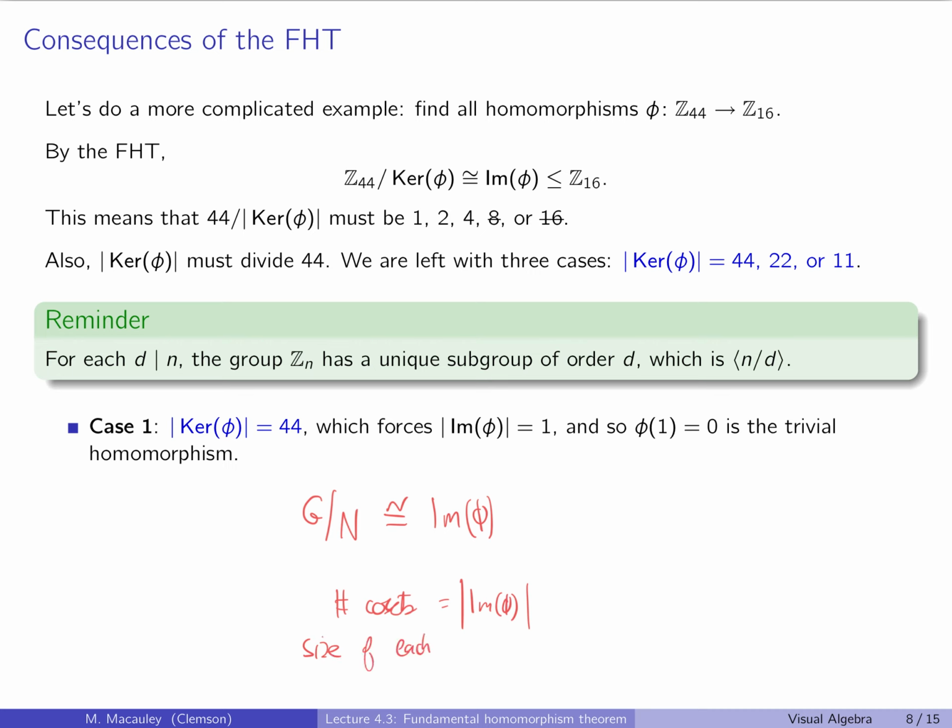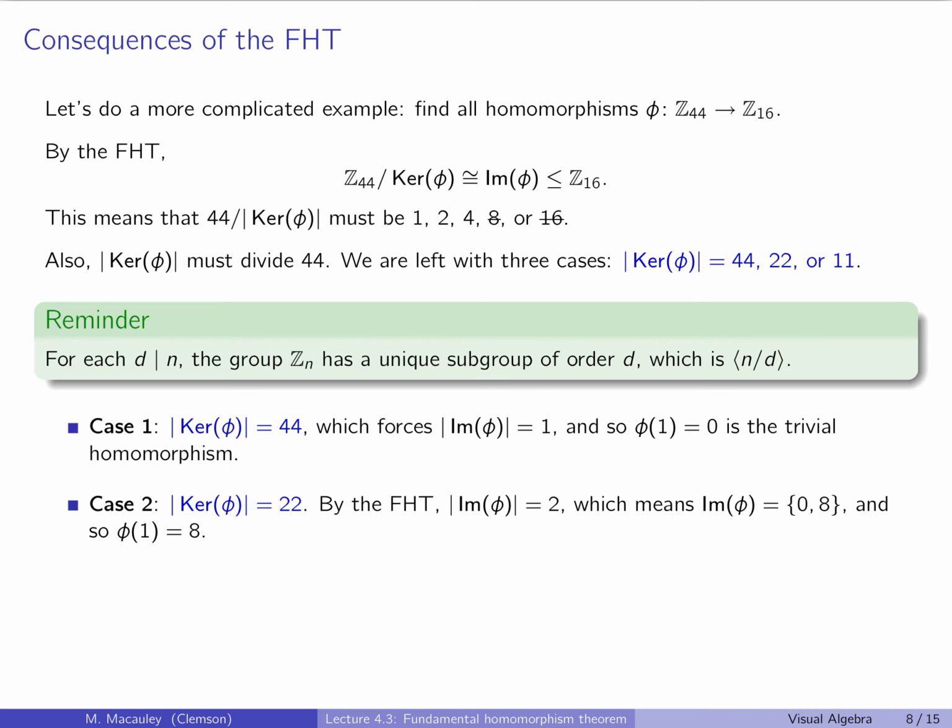of each coset is the size of N, which is the size of the kernel of phi. So G is partitioned by this many cosets of this size. So the size of the kernel times the size of the image has to be the size of the group. So in this case, the image has size 1, which means that the image is the trivial group in Z16. So the homomorphism must be trivial. It sends every element to 0, and in particular, the generator.